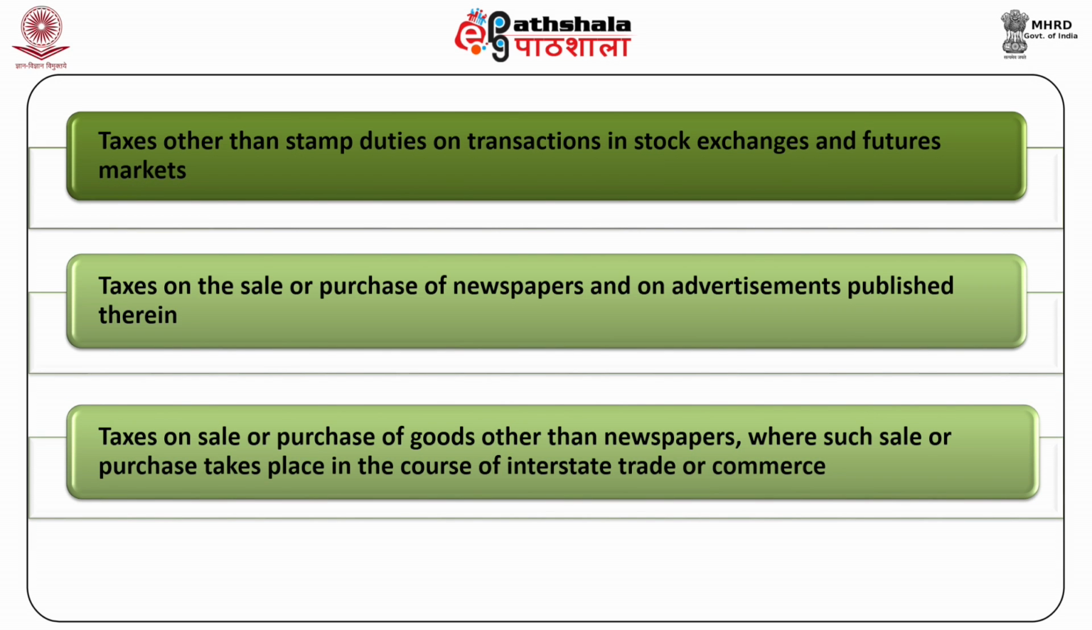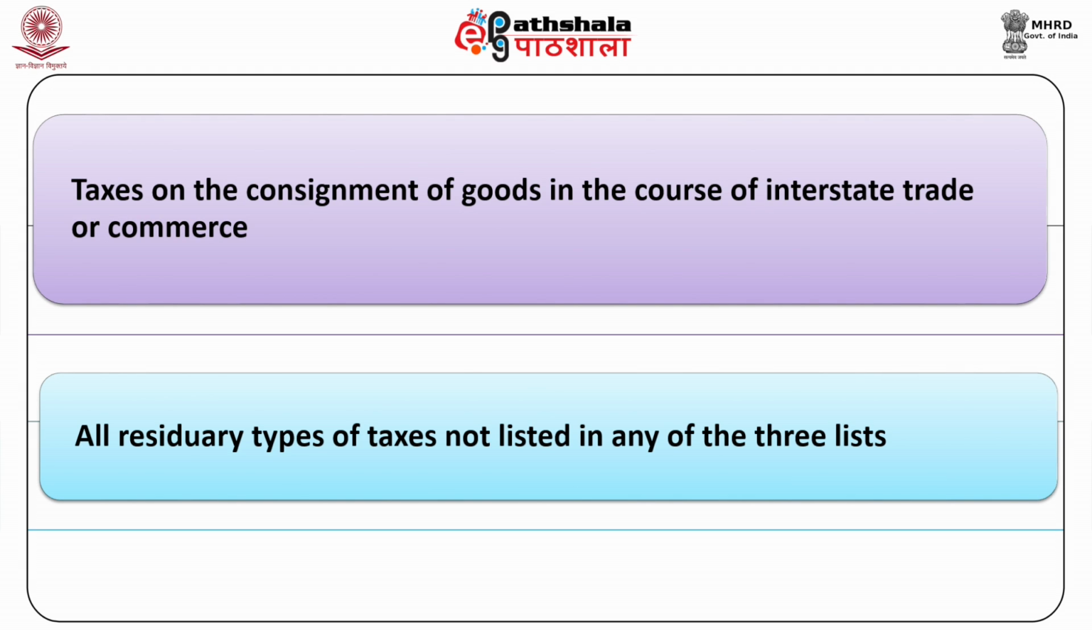9. Taxes other than stamp duties on transactions in stock exchanges and futures markets. 10. Taxes on the sale or purchase of newspapers and on advertisements published therein. 11. Taxes on sale or purchase of goods other than newspapers where such sale or purchase takes place in the course of interstate trade or commerce. 12. Taxes on the consignment of goods in the course of interstate trade or commerce. And lastly, 13. All residuary types of taxes not listed in any of the 3 lists.